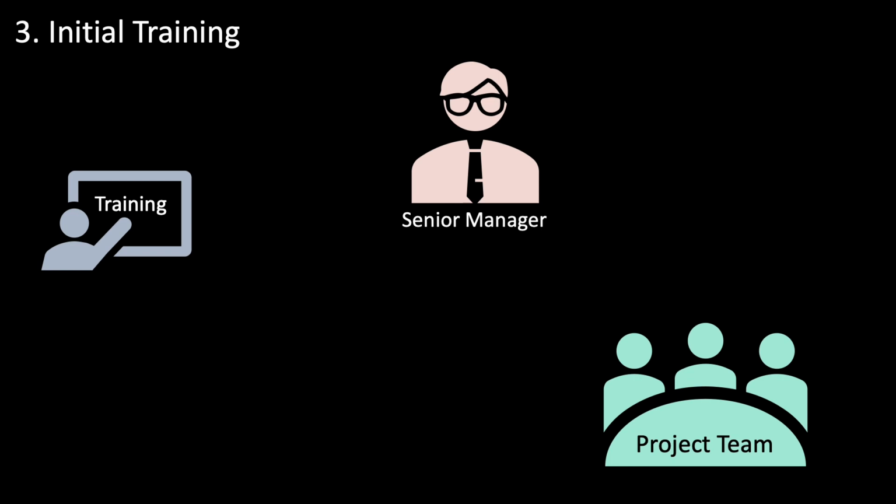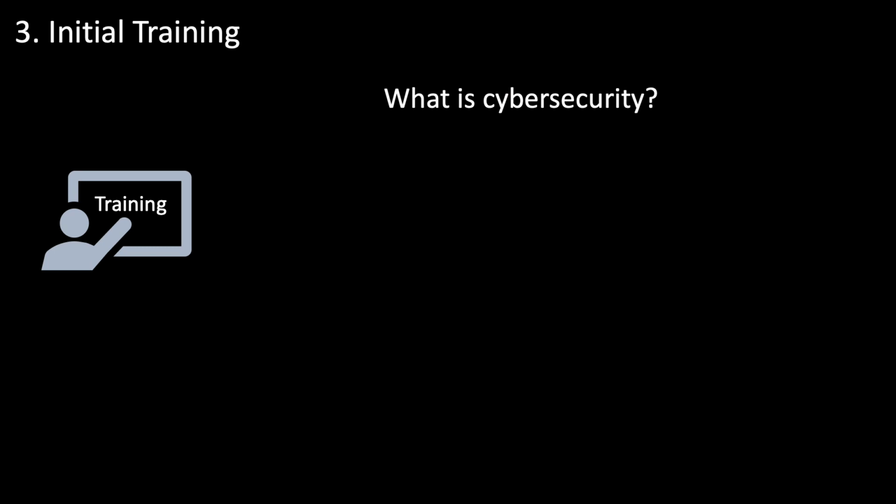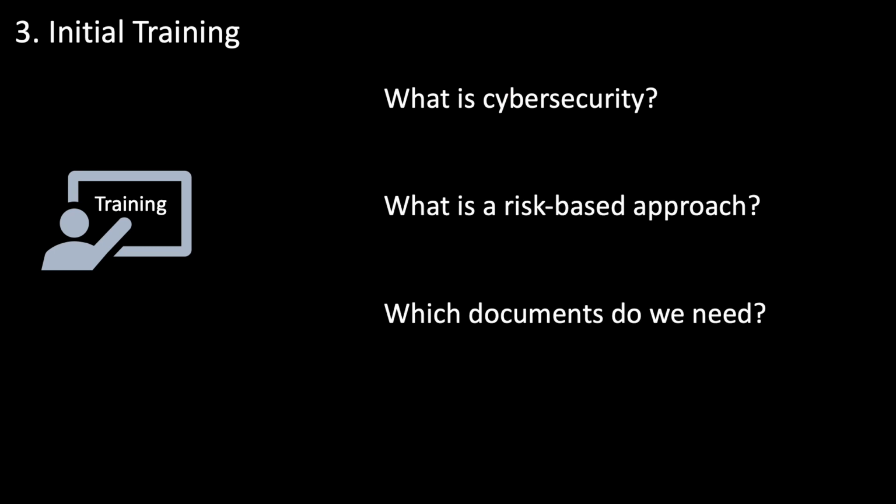3. Perform initial training. NIS 2 loves cybersecurity training, so you should already plan and perform initial trainings, especially for those affected, so senior management and people in the project. I will cover the detailed training requirements in part 5 of this series. After this initial training, everyone should have a basic understanding of what cybersecurity is, what a risk-based approach is, which documents have to be prepared, which I will cover in part 4 of the series, and how to implement the necessary steps.